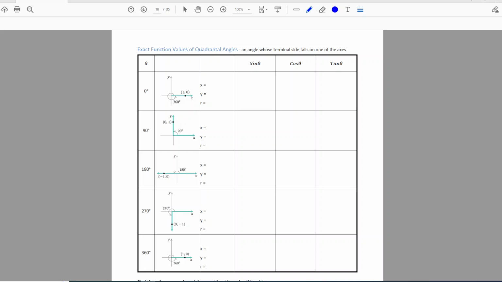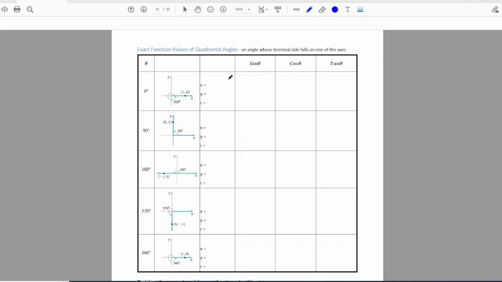So there's a couple more angles that you really need to know after you do the ones with the special triangles, which are called your quadrantal angles. And these are the ones that hit the quadrants, right? So the x-axis, y-axis, negative x-axis, negative y-axis. So what we're going to look at is how do you determine the exact function value of these quadrantal angles for sine, cosine, and tan.